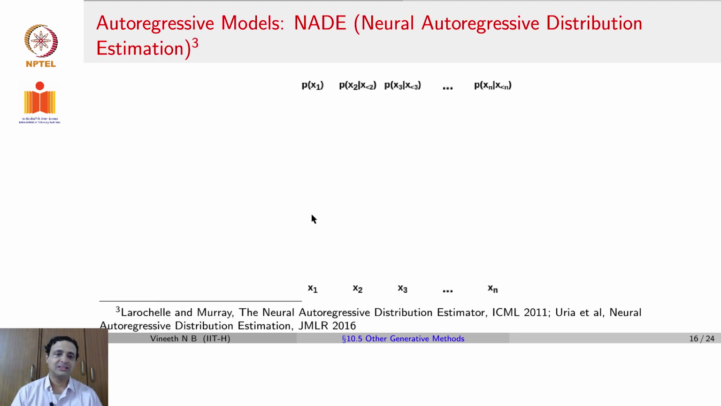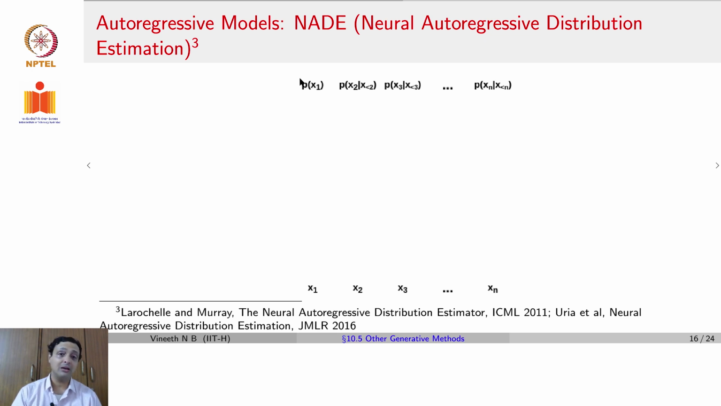One of the popular methods for autoregressive models is called NADE. NADE stands for Neural Autoregressive Distribution Estimation. Here is how NADE works. You have inputs x1 to xn, n dimensions of every input vector. Similarly, you have P of x1, P of x2 given all the random variables x less than 2, P of x3 given all the random variables x less than 3, and so on till P of xn given all the random variables x less than n.